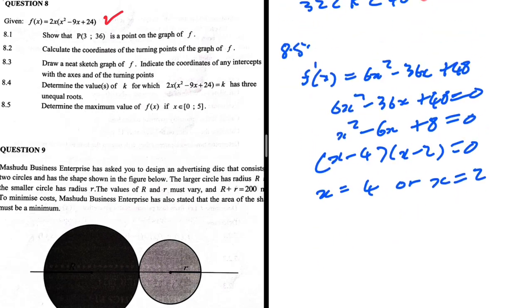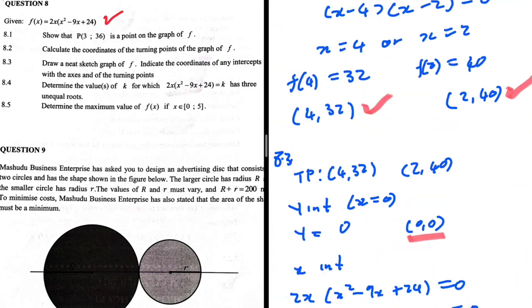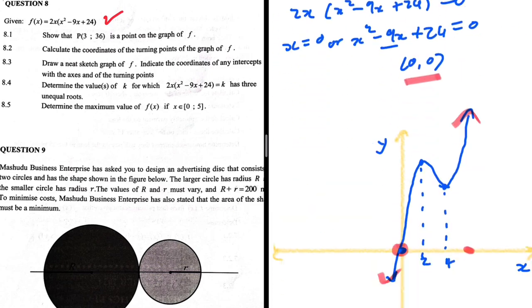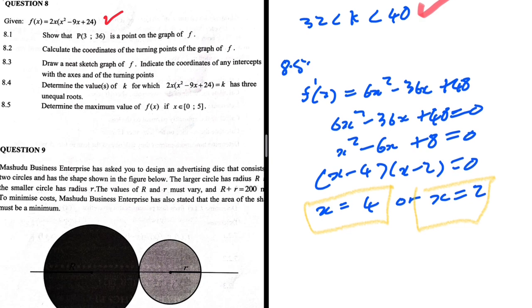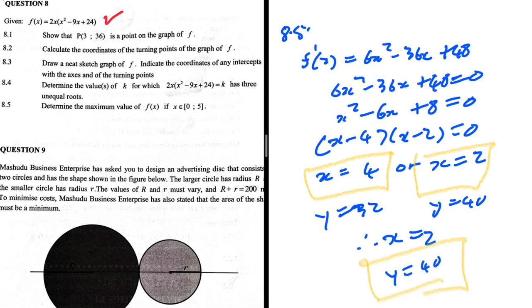So which one gives us a greater y value between x equals to 4 and x equals to 2? At x equals to 2, we have 40. At x equals to 4, we have 32. So clearly here, we have to go with x is equals to 2 because we know that y here is 40 and y here is 32. The maximum value here, y is equals to 40. We are looking for the maximum value.